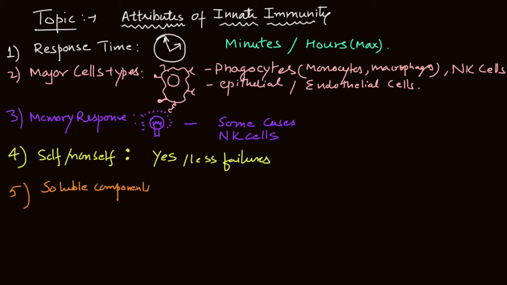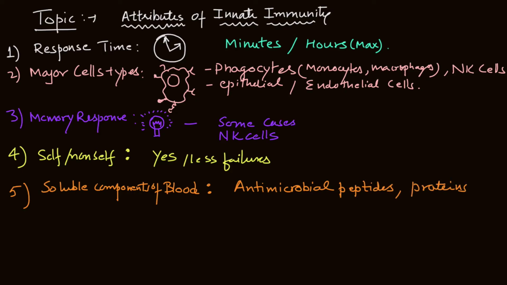Attribute number 5 is soluble component of the blood. Means what are the components that are soluble, that are present in blood, that play an important role in case of innate immunity? The answer for that is antimicrobial peptides, AMPs, antimicrobial proteins, and other chemicals like cytokines. They play a very important role in case of the innate immune system.